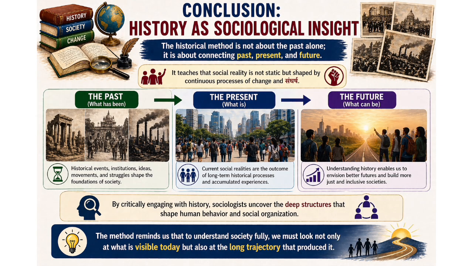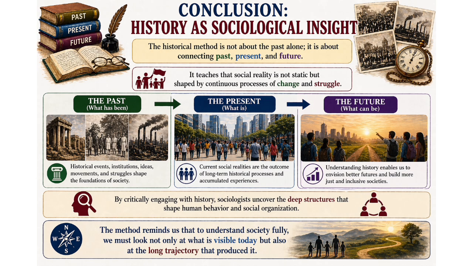The historical method is not about the past alone, it is about connecting past, present, and future. It teaches that social reality is not static but shaped by continuous processes of change and struggle. By critically engaging with history, sociologists uncover the deep structures that shape human behavior and social organization. The method reminds us that to understand society fully, we must look not only at what is visible today but also at the long trajectory that produced it.